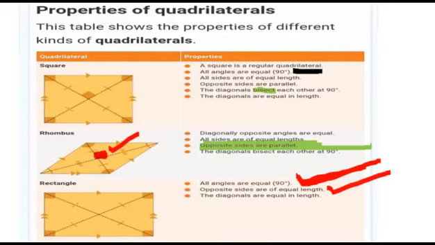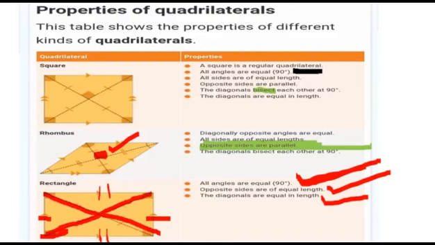Second is opposite sides are of equal length. Again, remember where this property comes from. This property comes from the parallelogram because in a parallelogram opposite sides are equal. So that comes in the rectangle because a rectangle is actually a parallelogram. So this side and this side are equal in length. This side and this side are also equal in length. And the third property is diagonals are equal in length. That means the distance from here to here and the distance from here to here is exactly the same. Diagonals are equal in length.